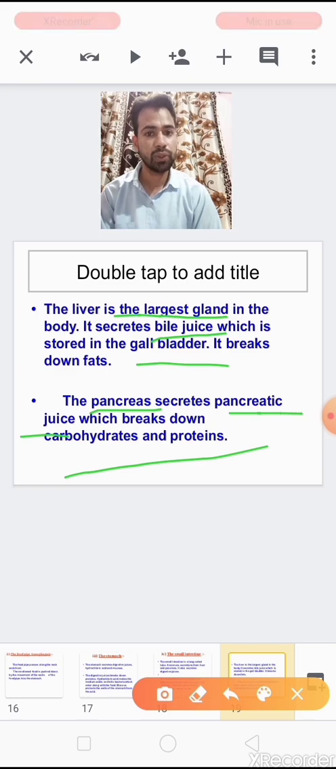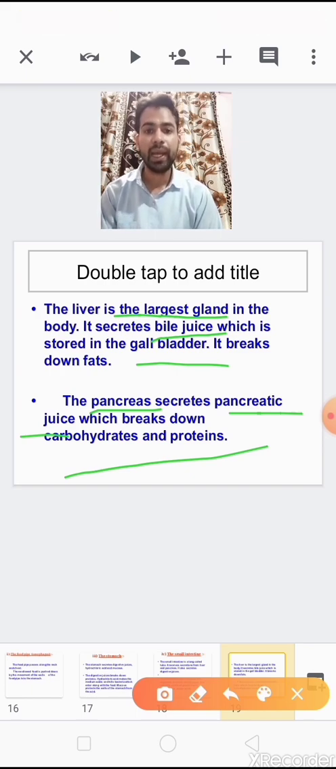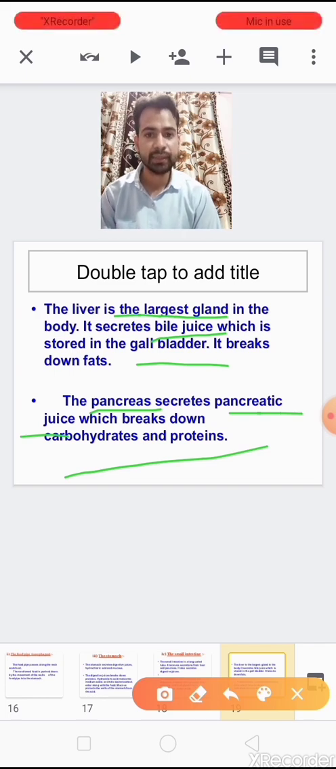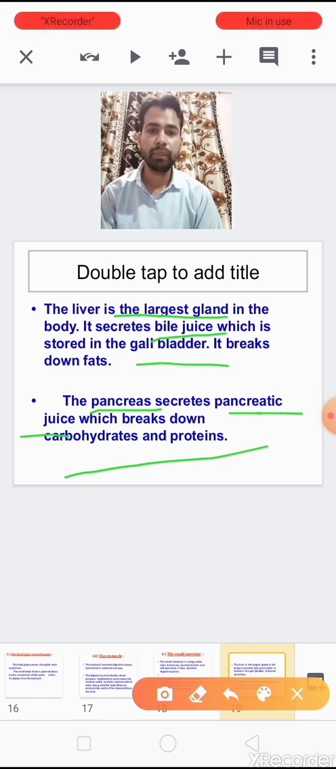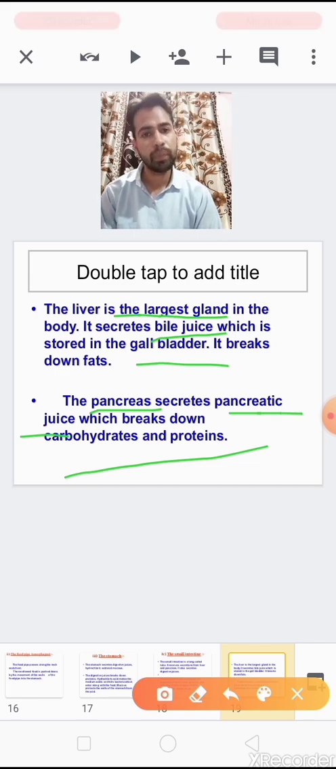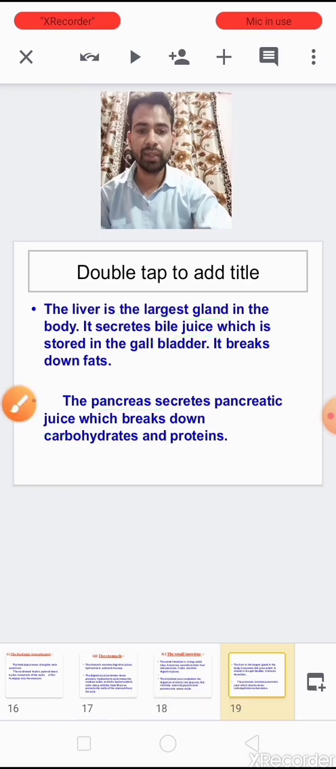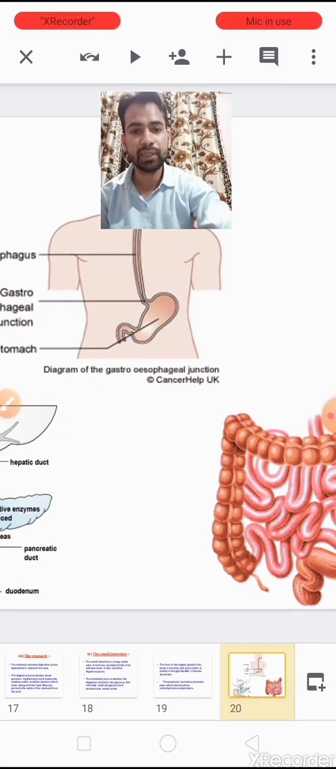So the liver and pancreas also play a very important role in digestion. The liver has bile juice that breaks down fats, and the pancreas has pancreatic juice which breaks down carbohydrates and proteins. Okay, children, now see the picture here that we have discussed.